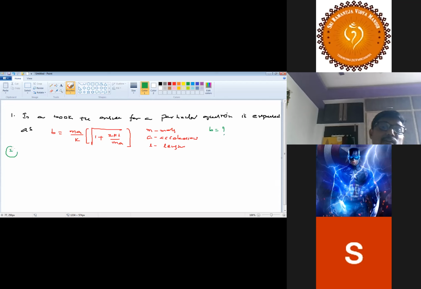Is the question clear, everyone? Yes, sir. Okay, in a book, the answer for a particular question is expressed as B is equal to MA by K, bracket open, root over 1 plus 2KL by MA. M is mass, A is acceleration, and L is length. Then find B, dimension formula for B. Hope you understood this question, everyone. Right, guys? Please respond. Okay, good. Next question is.